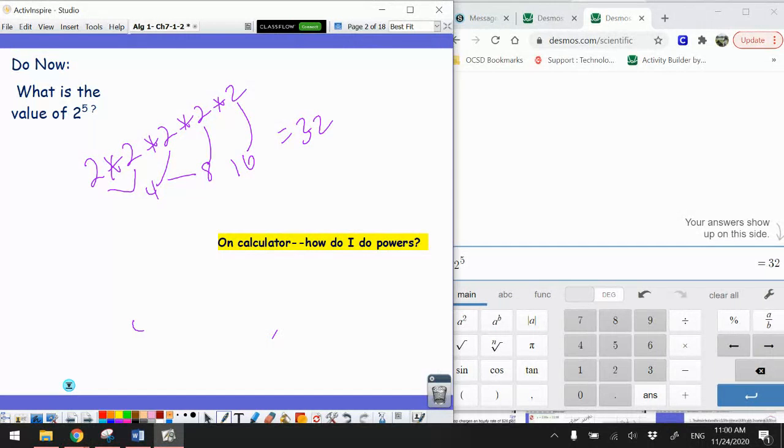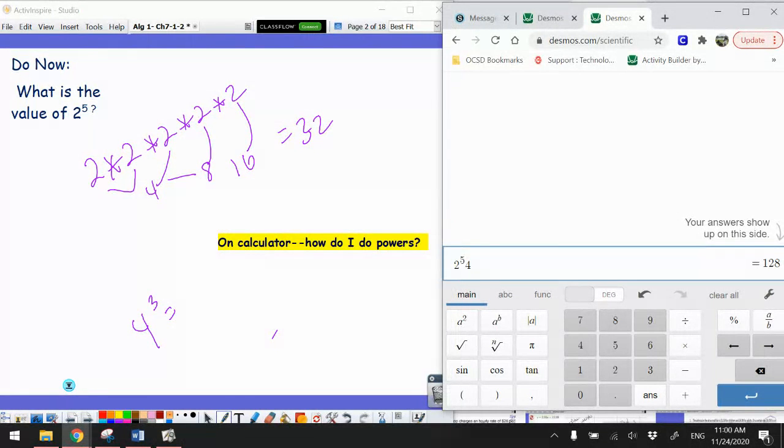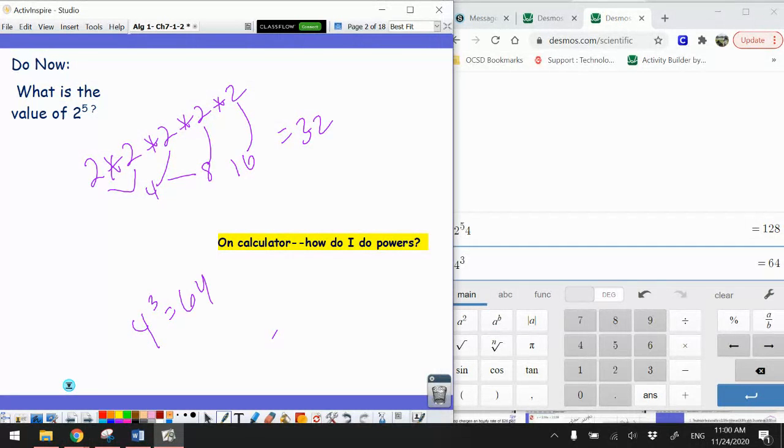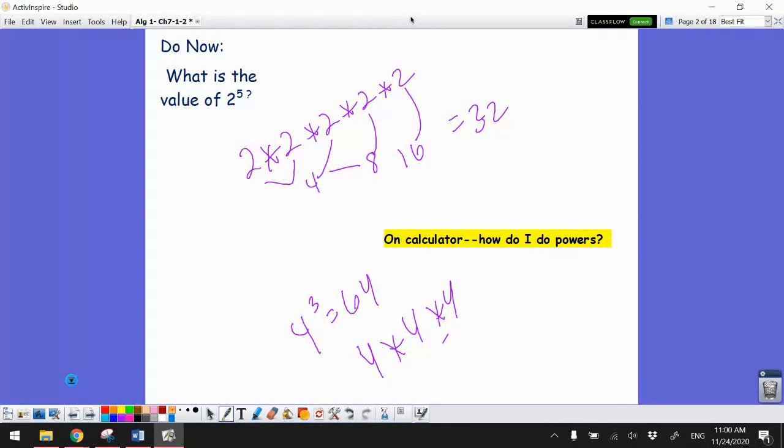So let's try another one. Let's do 4 to the 3rd power. So 4, A to the B, 3rd power, gives me 64. That is not 4 times 3. That is 4 times 4 times 4. So the first thing we need to know is how to handle those.